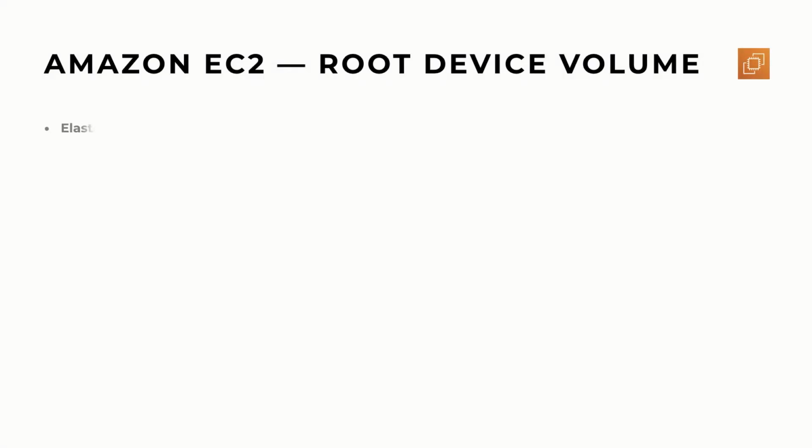Elastic Block Storage provides block-level storage volumes for use with EC2 instances. EBS volumes are highly available and reliable storage volumes that can be attached to any running instance that is in the same availability zone.